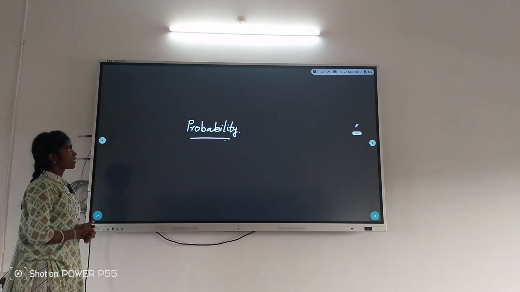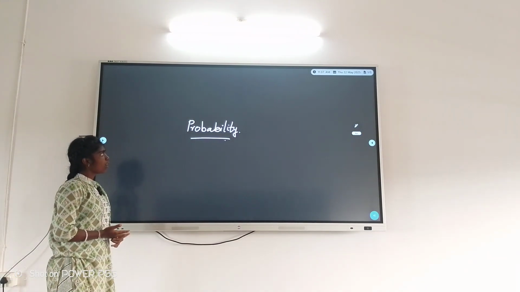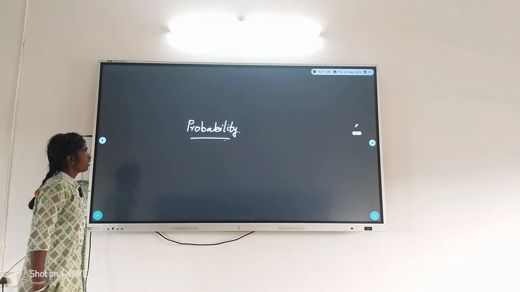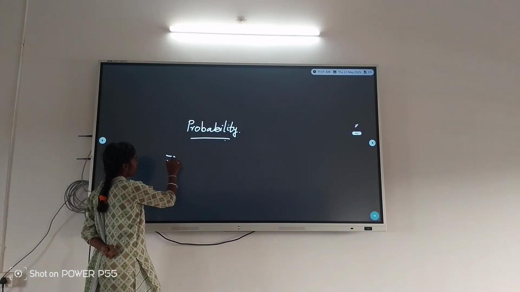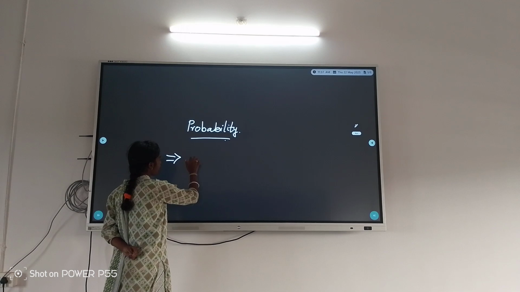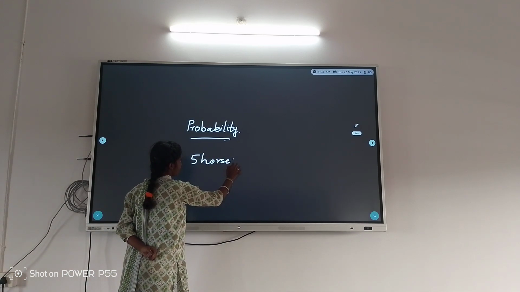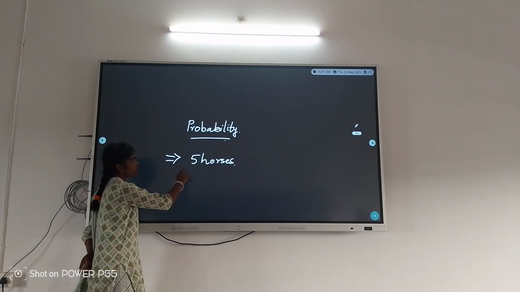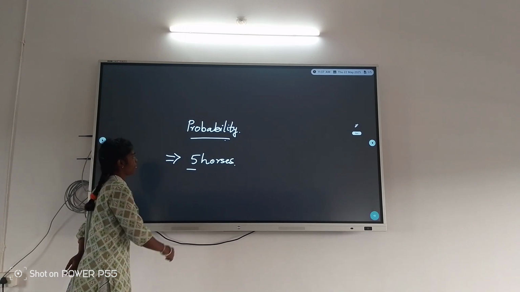Probability is nothing but a measurement of being able to know what is happening and what is given. Probability means, for example, if you have 5 horses taking a race, we have to judge which horse comes first.